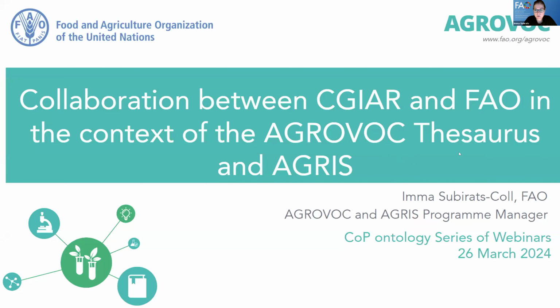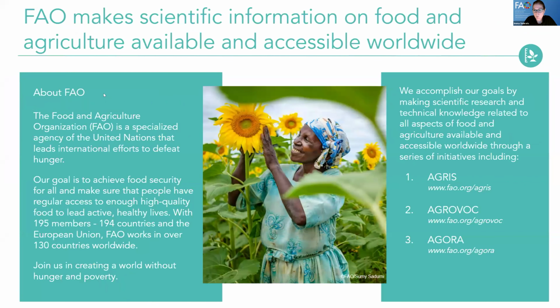So just to brief you a little bit, for those that don't know much about FAO, it is a specialized agency of the United Nations that leads international efforts to defeat hunger. We are working hard to create a world without hunger and poverty. We accomplish these goals by making scientific research and technical knowledge related to all aspects of food and agriculture available and accessible worldwide through a series of initiatives, including Agris and Agrovoc, that we are going to speak about today, and Agora.